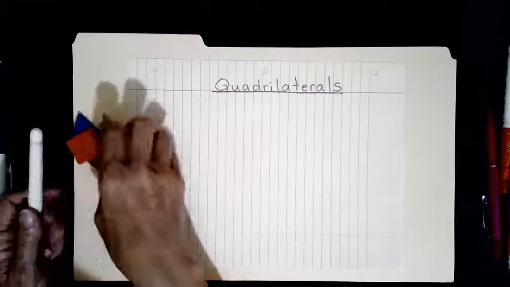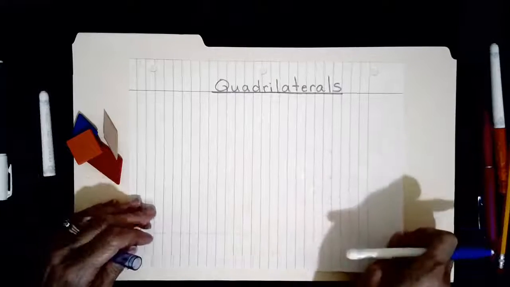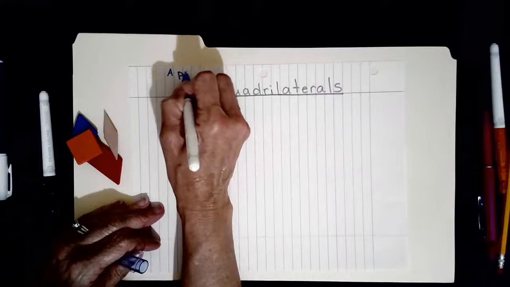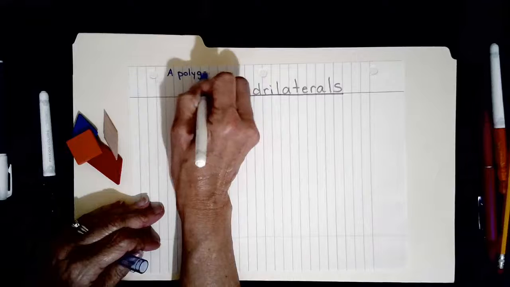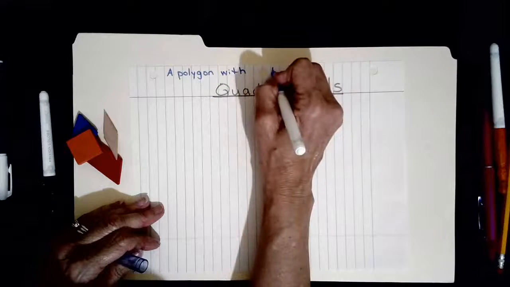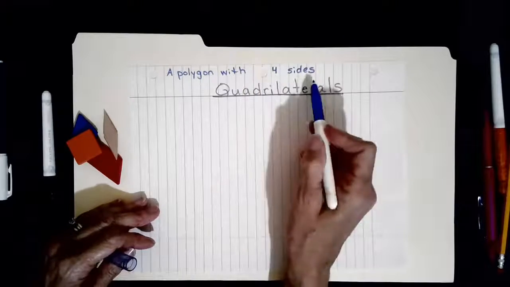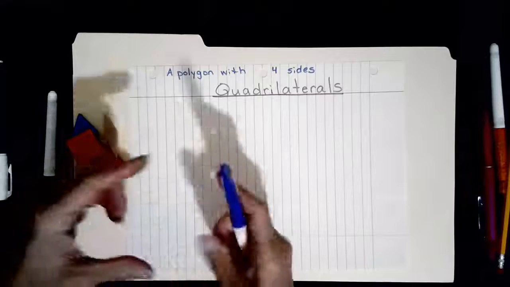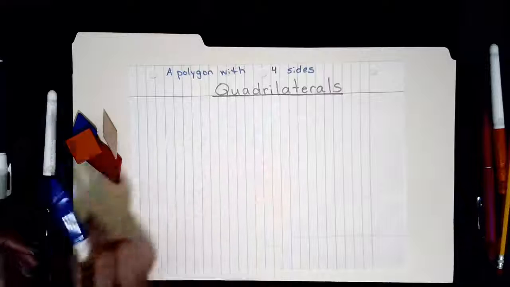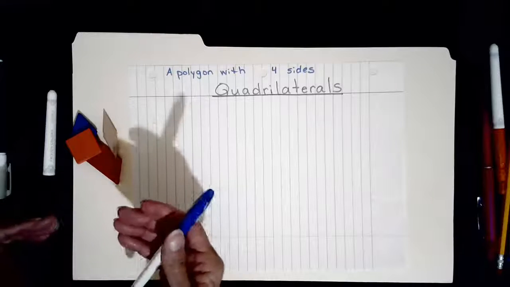So that's what we're going to start with right now, is we're going to write the definition of all quadrilaterals. So a quadrilateral is a polygon with four sides. Okay, so all quadrilaterals are going to be polygons. That means closed shape, and they have four straight sides. Now, when we look at quadrilaterals, we can separate them into groups because some of them share the same characteristics.